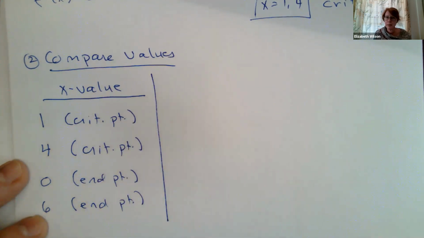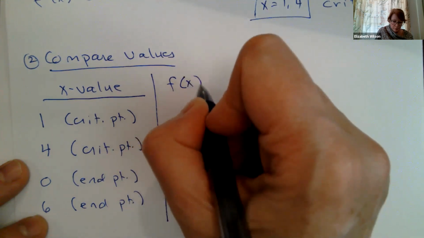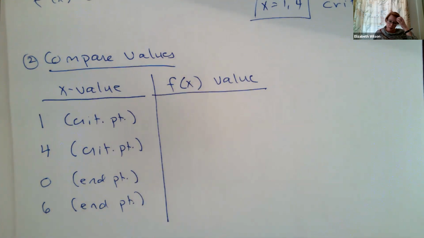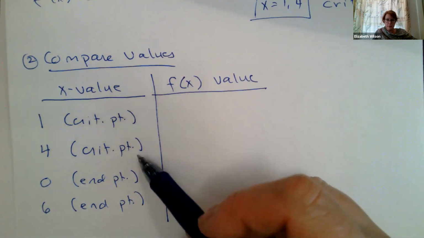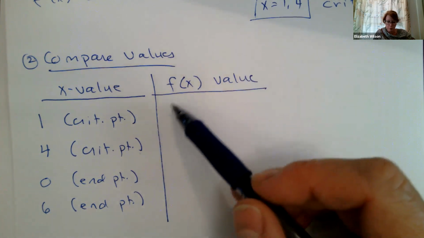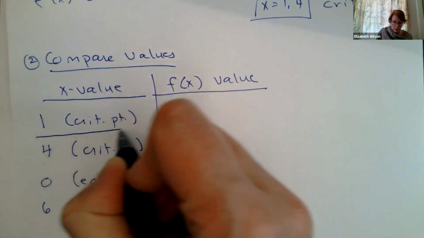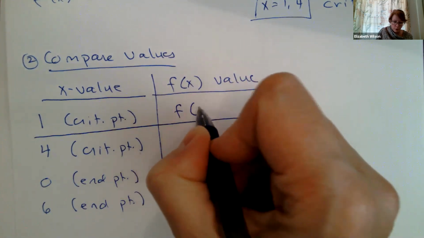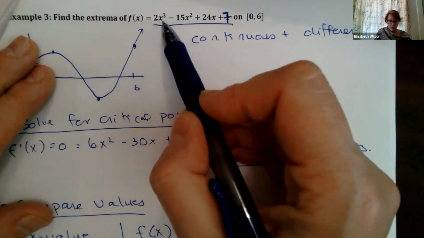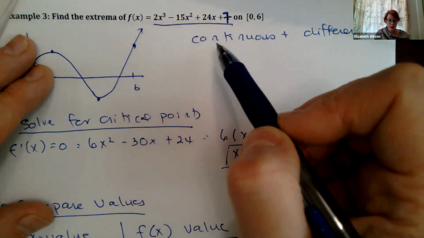Now I have to plug these into my function. No, it's not the derivative, right? If you did the derivative, you're going to get zeros at 1 and 4, so that's not going to help you. That helped you to figure out what the critical points were, but now I'm plugging into my function. I want to find out what's the value there. So I say f of 1 equals, I plug it into 2 times 1 cubed minus 15 times 1 squared plus 24 times 1 plus 7, right? I'm going to get some value.